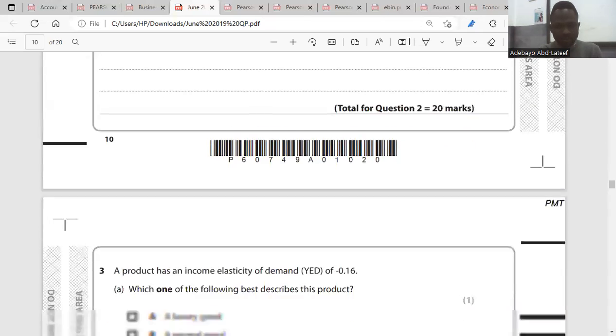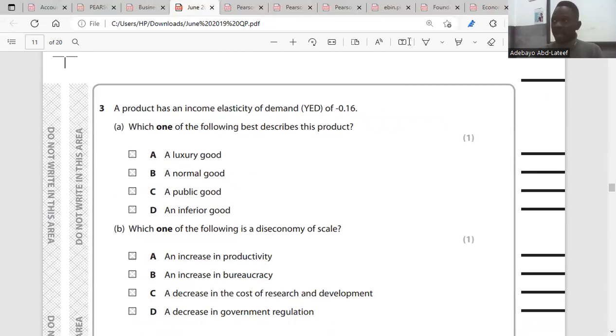Question 3. Are we there? Question 3. They said a product has an income elasticity of demand of minus 0.6. What is income elasticity? Income elasticity is the degree of responsiveness between the quantity demanded of a product as a result of a change in the level of income. So if we have a negative income elasticity, it is for an inferior good.